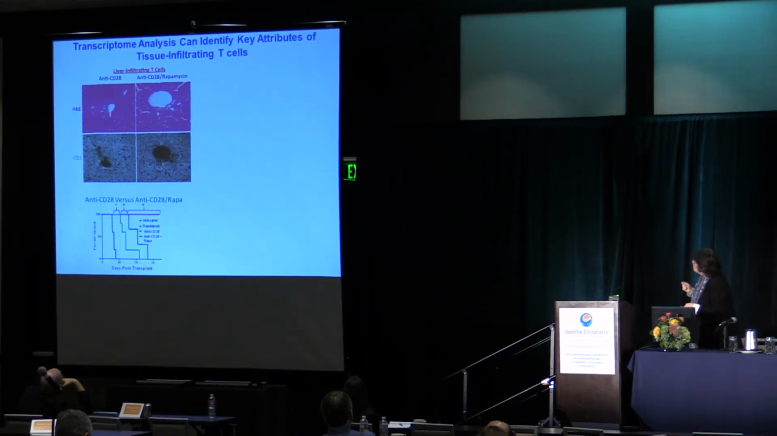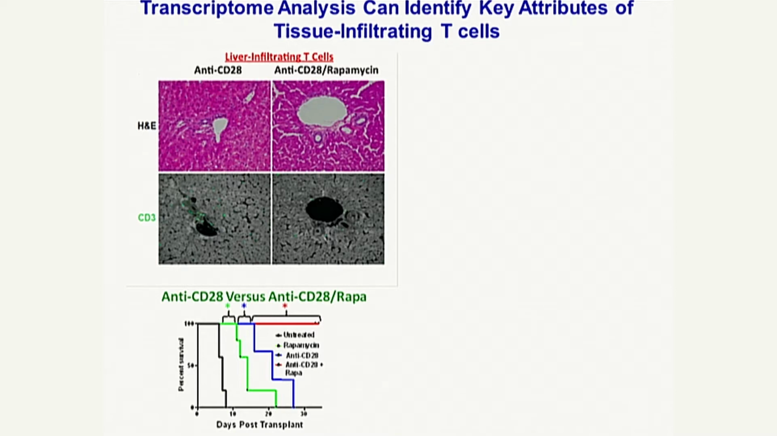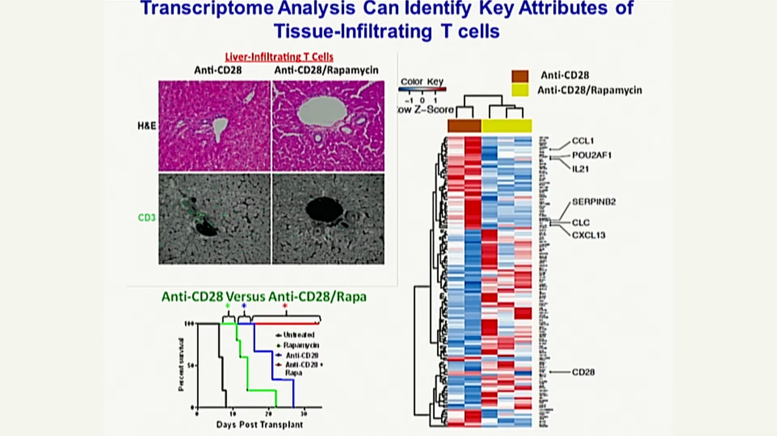But maybe even more important than that is to ask this question: there are T cells in the liver in the FR104 Rapa, but they're not doing anything, right? So they're getting there, and T cells do get into organs, but they're not doing anything. So this allowed us to say, well, what differentiates the T cells that get in the liver and cause disease in anti-CD28 alone, and those that get in there just because they got in there in the FR104 Rapa? So we did that comparison too, and the results are really interesting.